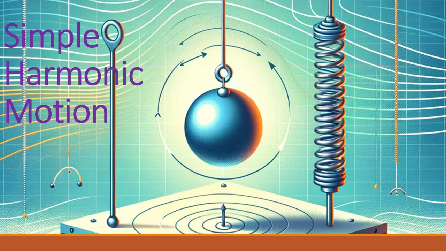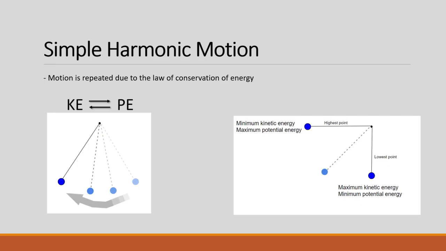Hello, everyone. Today we will cover simple harmonic motion. Simple harmonic motion is motion that is repeated due to conservation of energy. For example, think of a frictionless pendulum. It will constantly change velocity, but the pattern will be repeating endlessly.